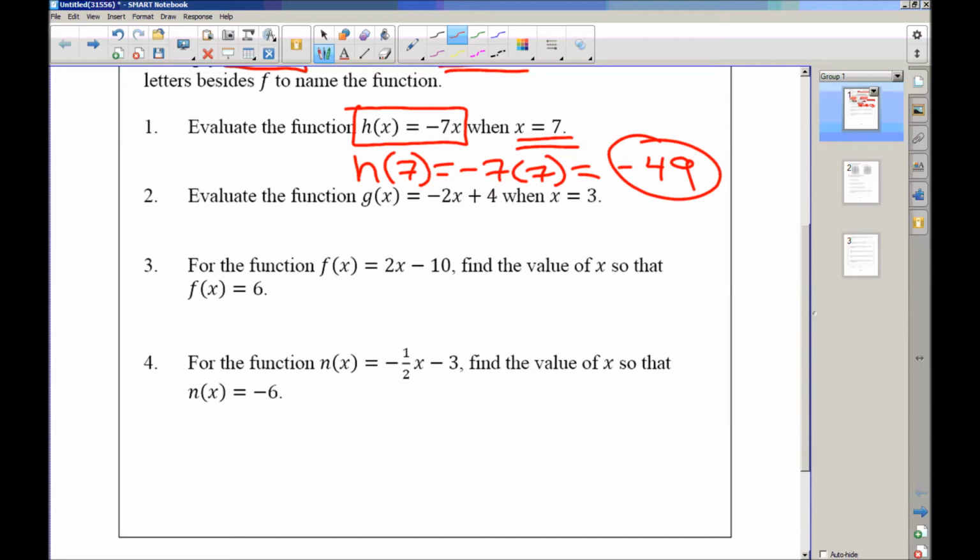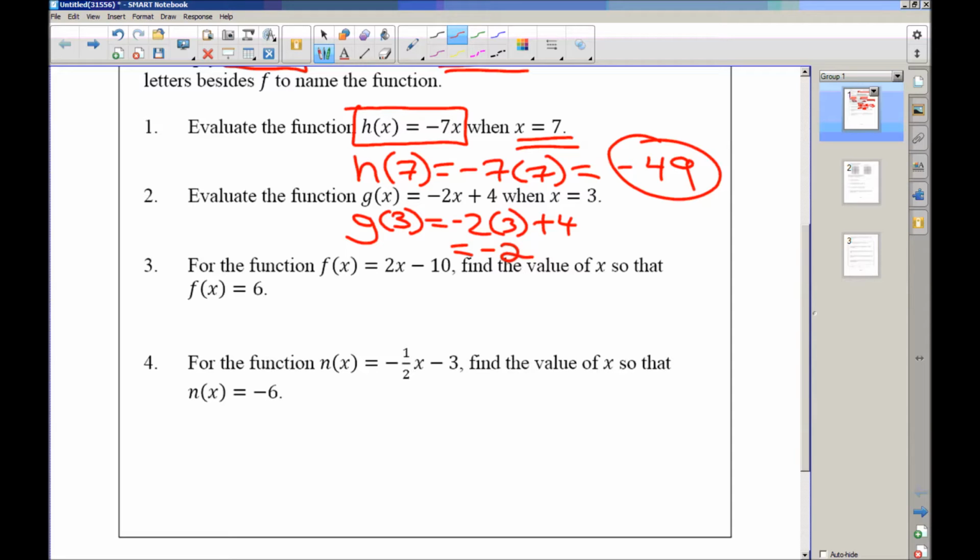Number 2, evaluate the function g of x when x is equal to 3. So I'm going to write, what's the value of g when the input is 3? This is negative 2 times 3 plus 4, which is negative 6 plus 4, for negative 2. So input 3 makes the output g be negative 2.